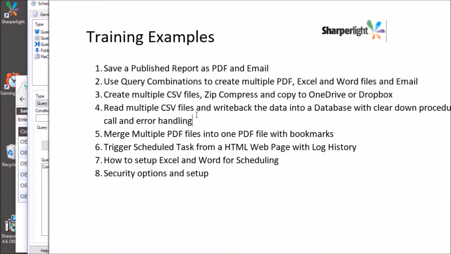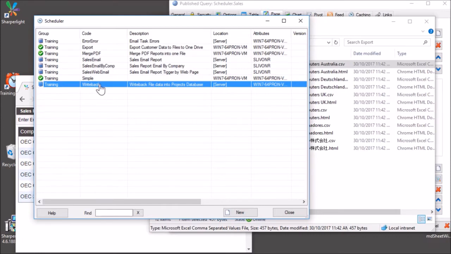The next example looks at writebacks and how we can read files out of a file system and write those back into our application database, along with other logic like clear down logic. For example, before writing it back, we may want to clear down all the transactions. We'll also have a closer look at how we can do error handling. Let's have a look at the writeback example.